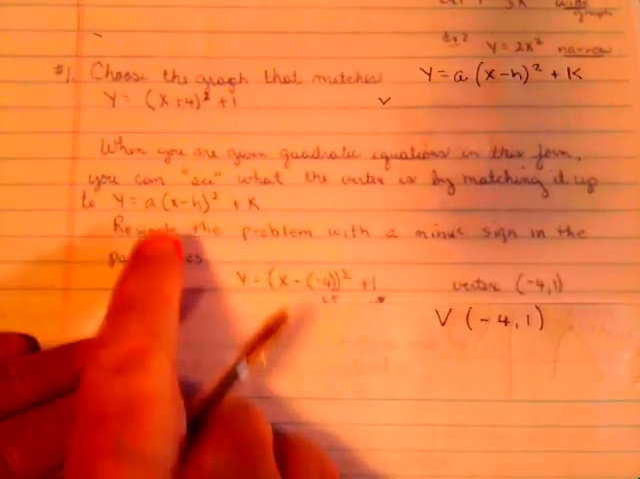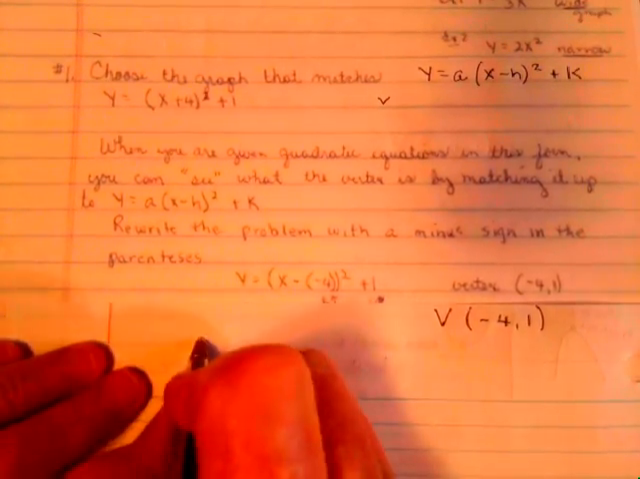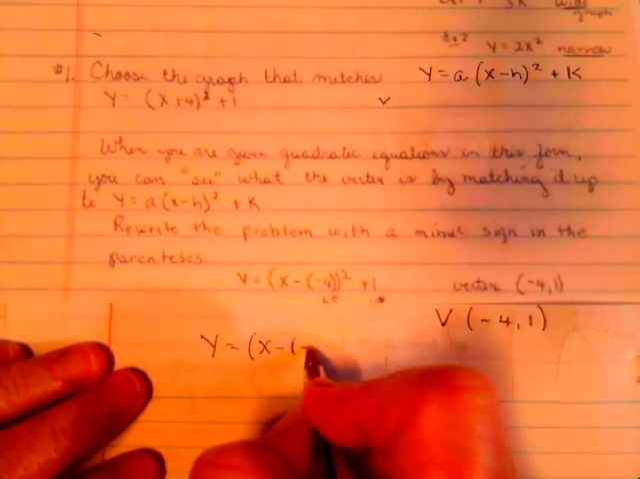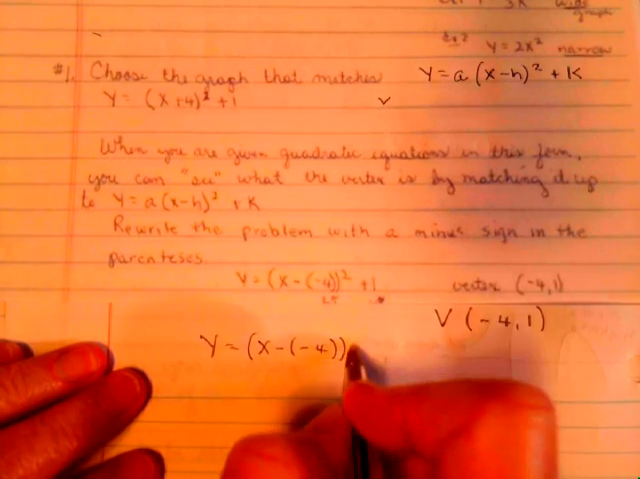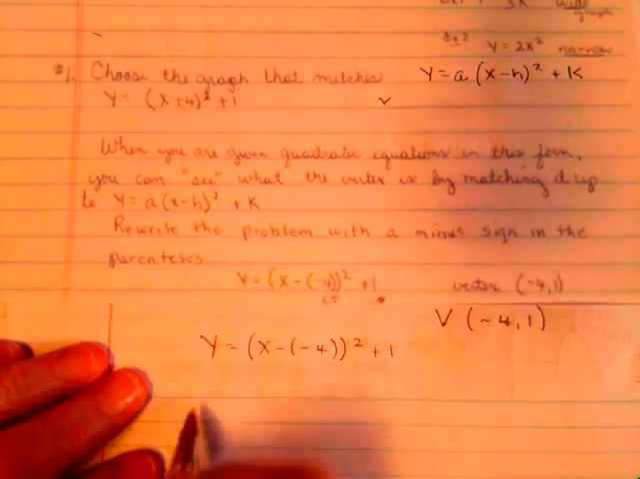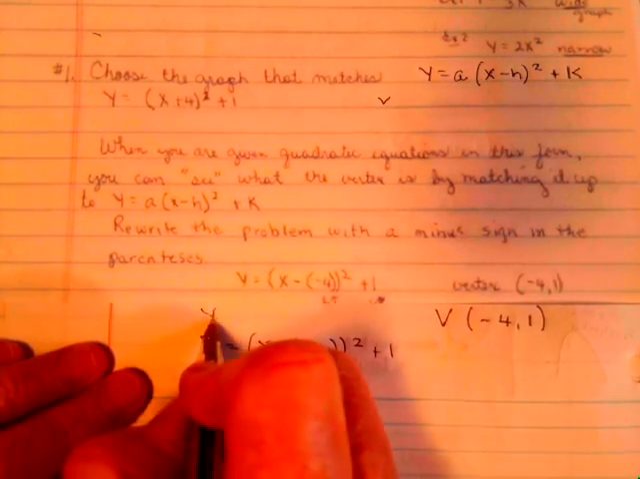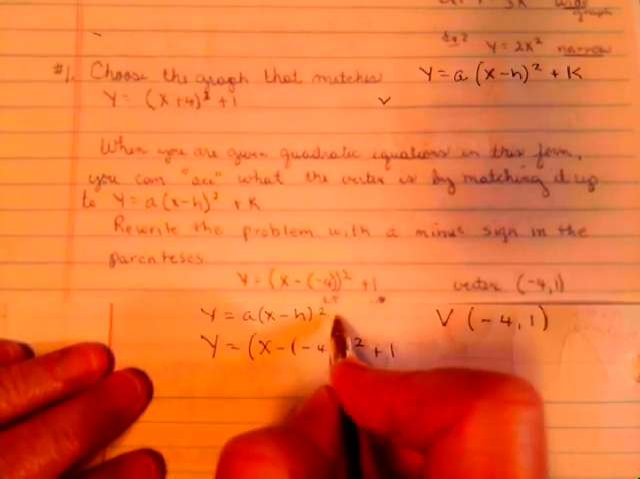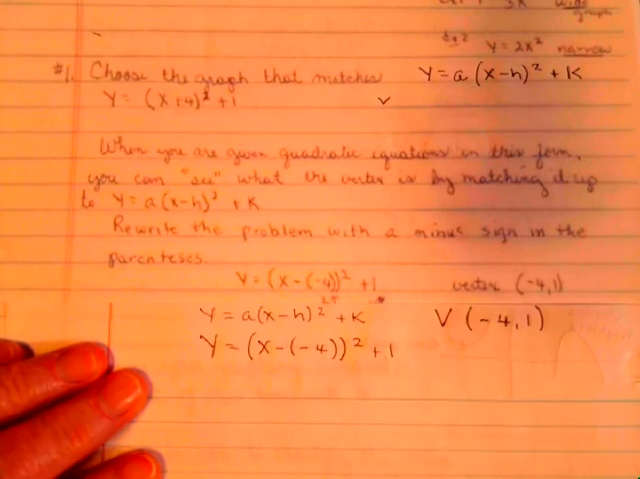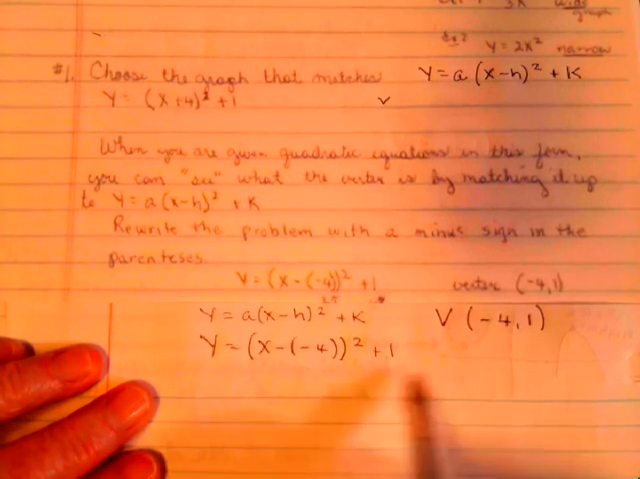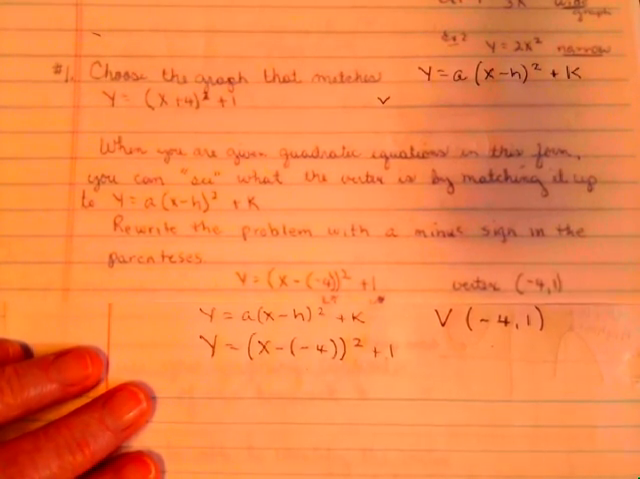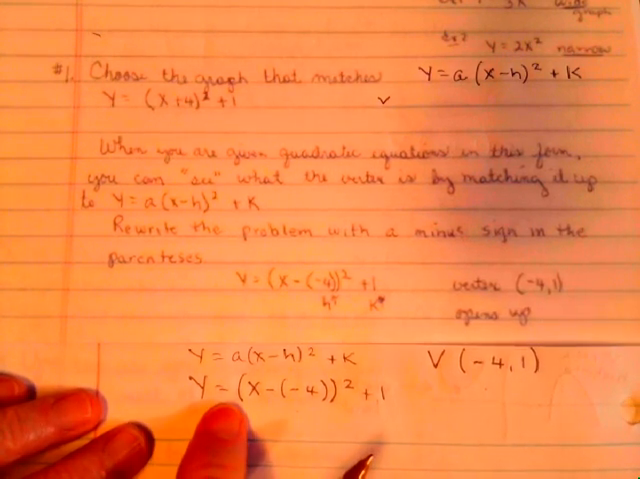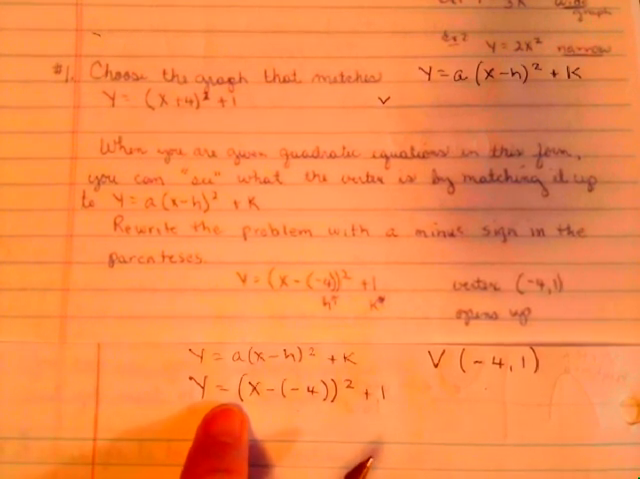If we were to rewrite that, we would have y equals x minus negative 4 squared plus 1. That would make it match up with that y equals a times x minus h squared plus k. So that's how we got that negative 4. It opens up because we do not have a minus sign out here in front.